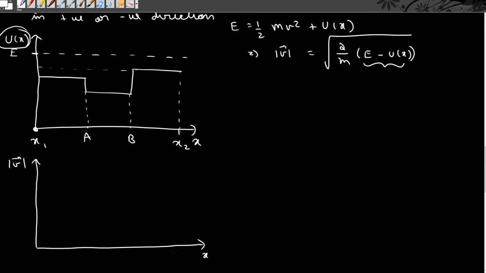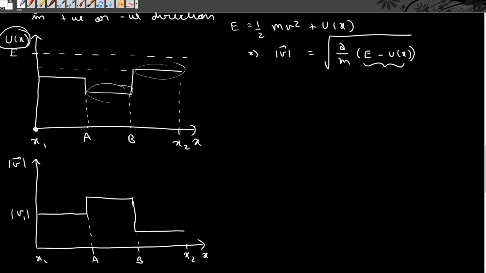Let's call this x2, this is b, this is a. Then from x1 to a, we will have a constant velocity. Let us say this is the velocity, let's call it v1. And from a to b, there will be a sudden jump in the velocity because there is a sudden jump in the potential. The velocity will be higher here because the potential is lower. So this will jump to a higher value like this. From b to x2, the velocity will be the least among the previous two values, because the potential is the highest. So here the velocity should come down to a value lower than v1. Let us call this v2 and this v3, let's say.